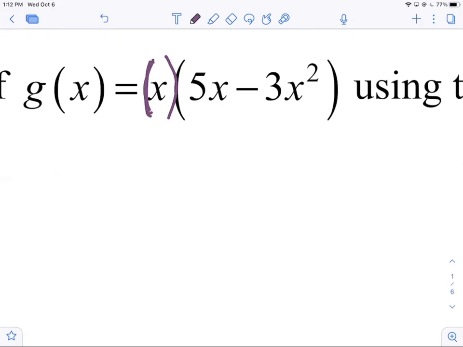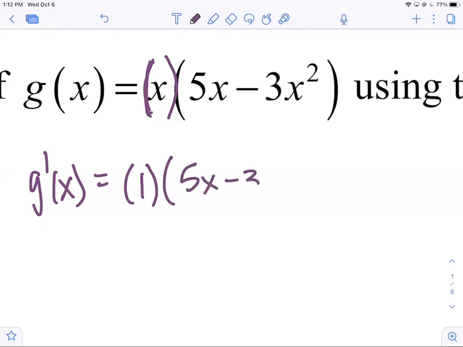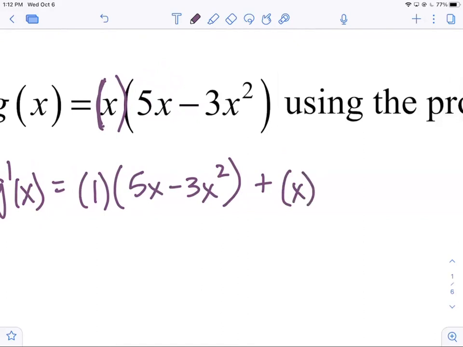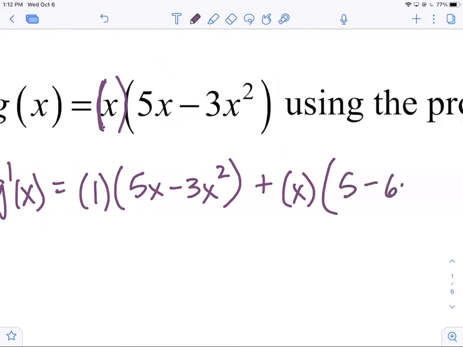We're going to do it two different ways. We should get the same answer, right? So if we walk up to the problem, I notice it's a product of two variable functions. I put the first one in parentheses just to make it stand out. All right, so here we go. g prime of x is, the first factor goes first. What's the derivative of x? It's 1, times the second one, which goes along for the ride. Plus, now the first one goes along for the ride, times the derivative of the second factor, which by the power rule is 5 minus 6x.